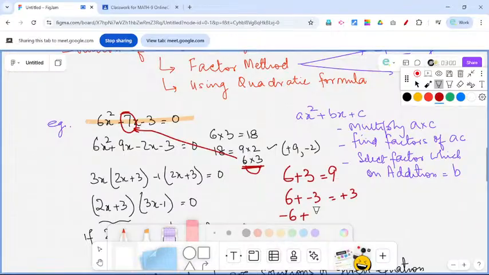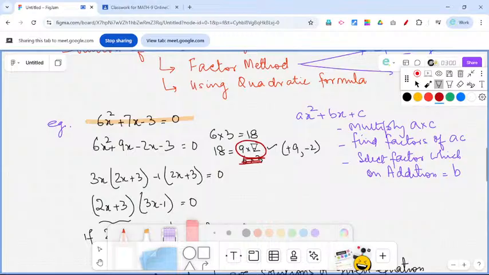ये जो पेयर है फैक्टर्स का, इस पे फोकस करते हैं. अगर 9 plus negative 2, if I add these two, I will get 7, positive 7, that is what I want. यहां पे क्या है, positive 7x. So मैंने क्या किया, 7x को I am using these two numbers, इसको split किया.